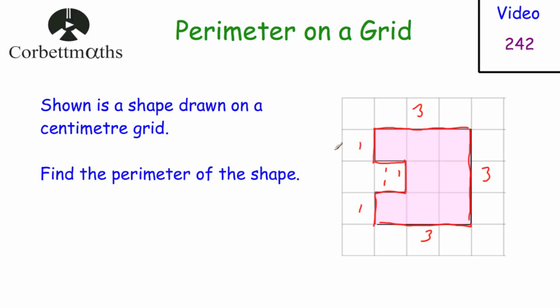So remember, the perimeter of a shape is that distance around the outside of the shape, so we just need to count those. So you could just go 1, 2, 3, 4, 5, 6, and so on, or you could add them up. 3 plus 3 is 6, plus 3 is 9, 10, 11, 12, 13, 14. So the perimeter of the shape is 14 centimetres.